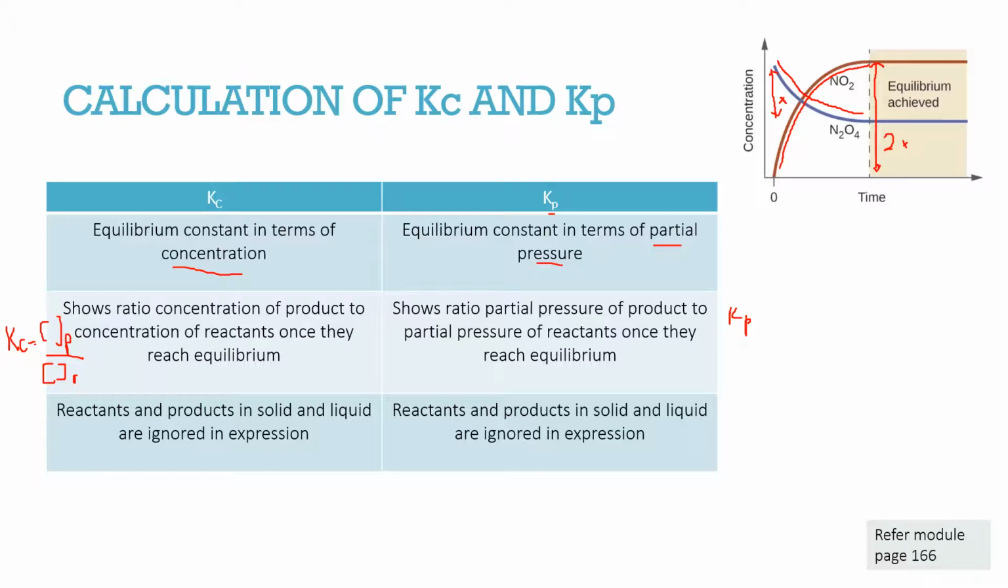KP, kalau awak tengok kat sini, ratio partial pressure of the product. So, kita ada partial pressure produk awak kat sini, over partial pressure of the reactant. Okay. Tapi K ni, dia hanya ambil concentration dan pressure of product and reactant waktu dah capai equilibrium. Dekat sini. Waktu dekat sini sahaja.